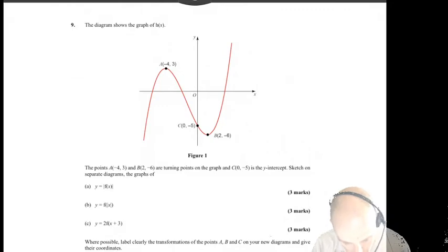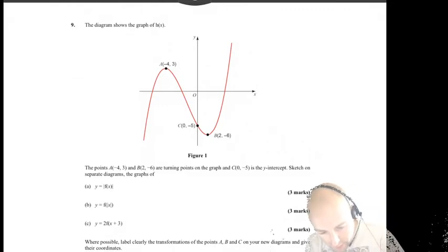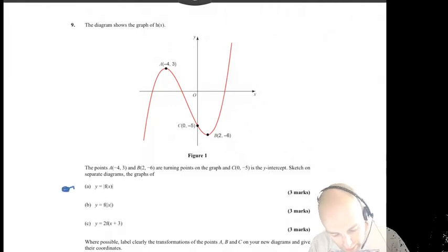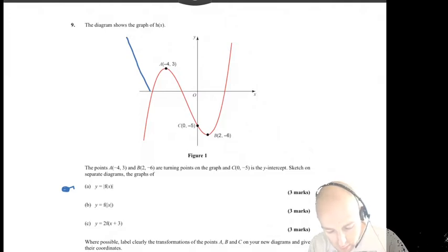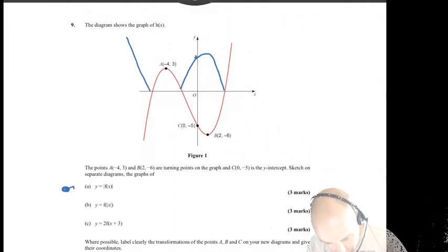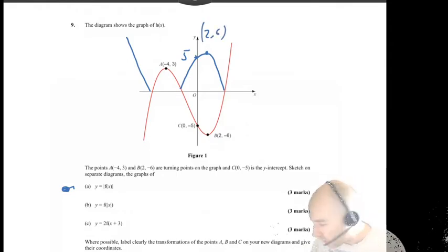So, the first one, modulus of f(x). So I'll do this in blue. This is going to reflect all the negative y values in the x-axis. There we go. And we ought to label these points as well. So this point here is going to be 5. And this point here is going to be 2, 6. There we go. So that's the first one.